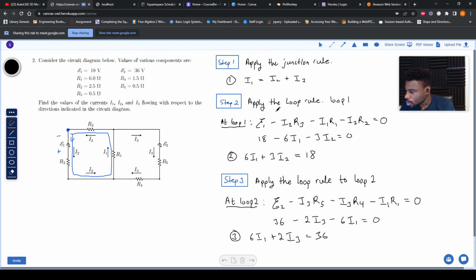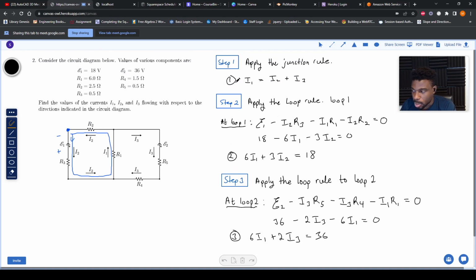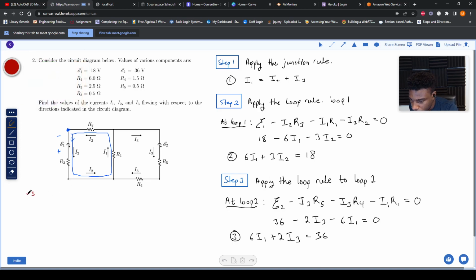So let's start by substituting equation 1 into equation 2. Let's write that down here. We're going to sub equation 1 into equation 2.